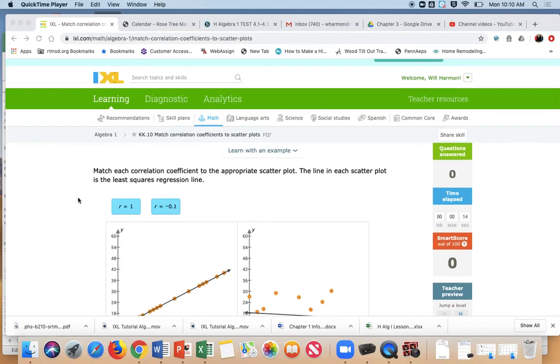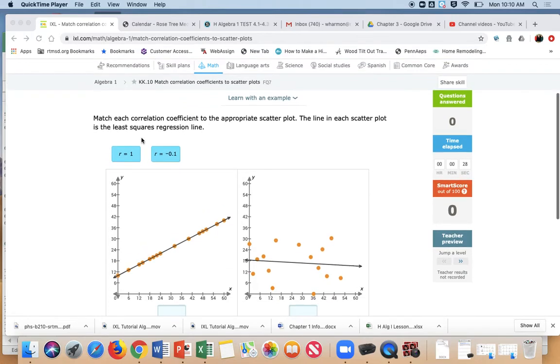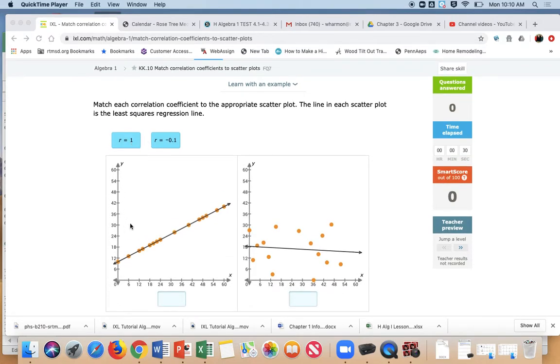All right, so to match a correlation coefficient to the scatter plot, you could use your calculator or you could use kind of your intuition, what I talked about in class. So this is just how to do Algebra 1 KK10. All right, so we have these two coordinate planes with scatter plots on it.